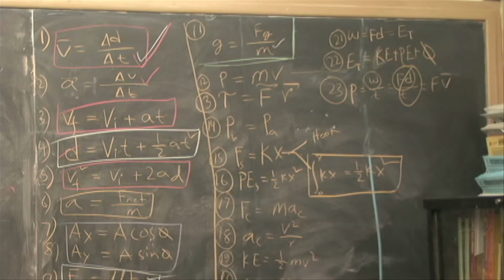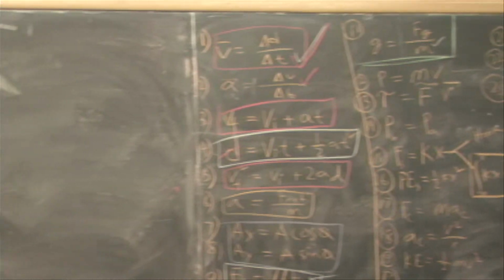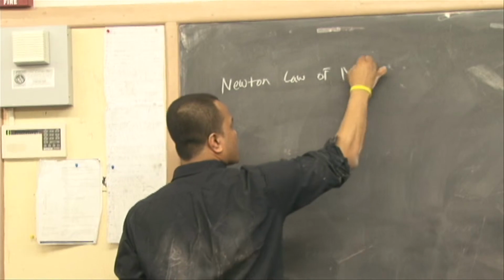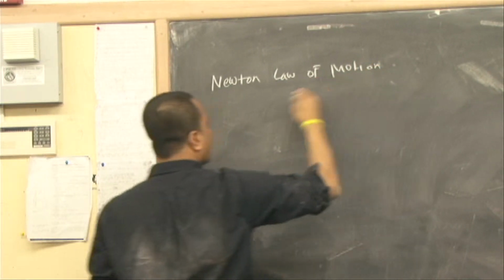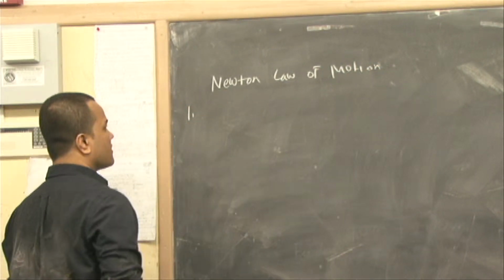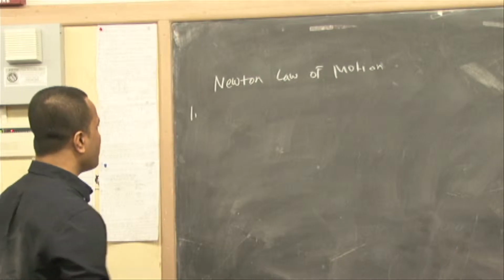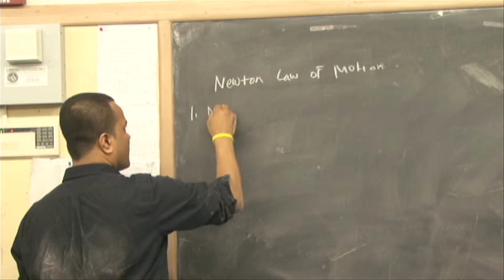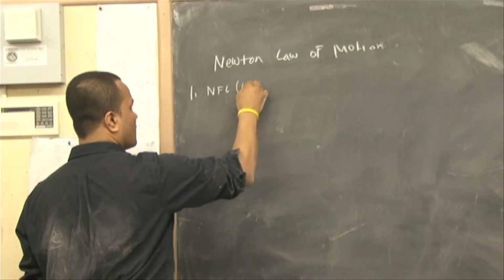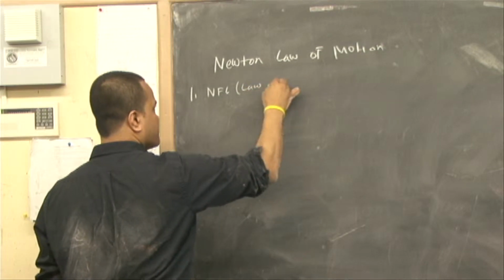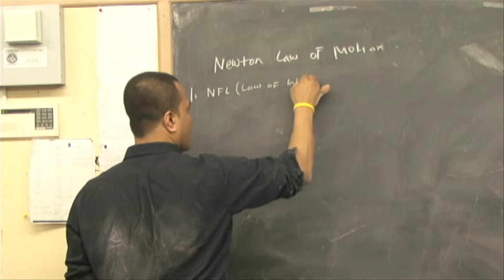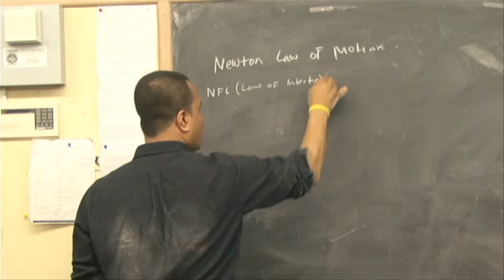Newton's laws of motion. There are three laws. Number one, we call it Newton's first law, or the law of inertia. So what does the law of inertia tell us?